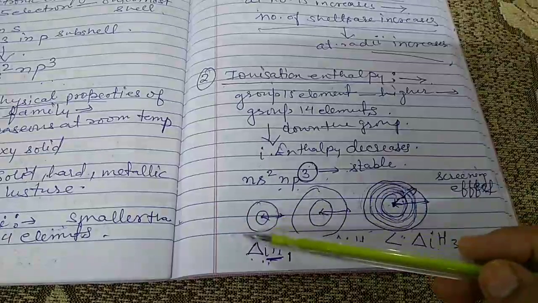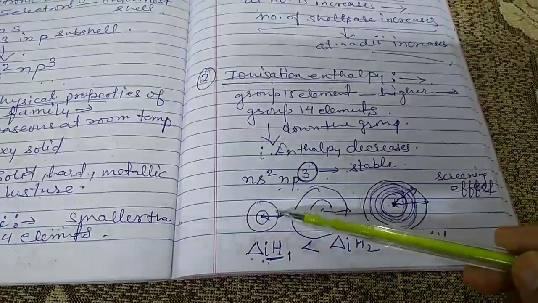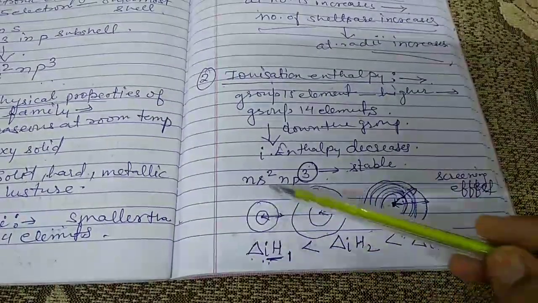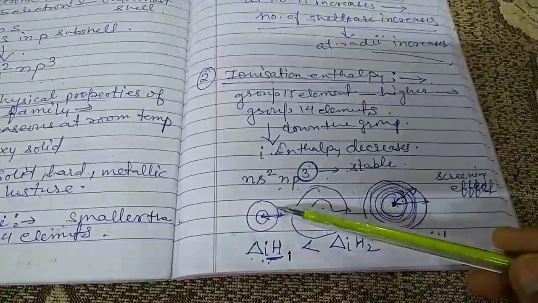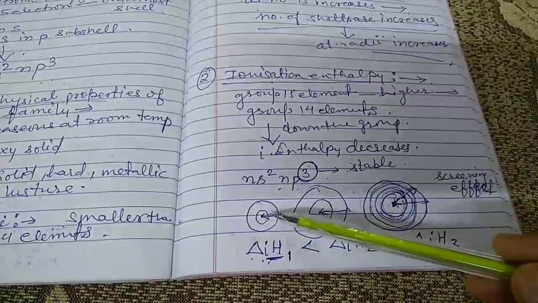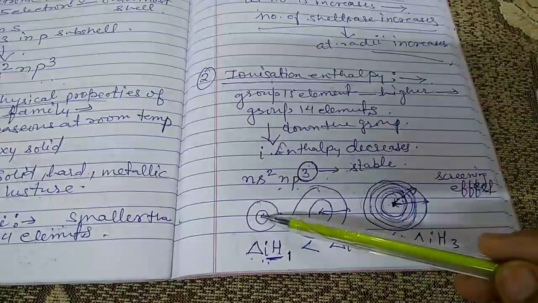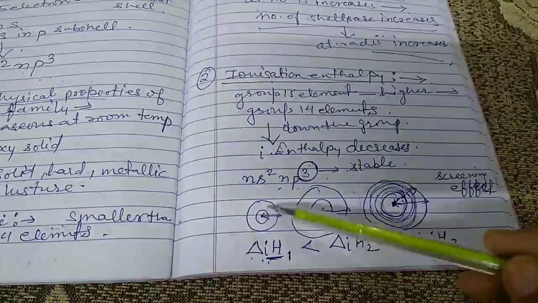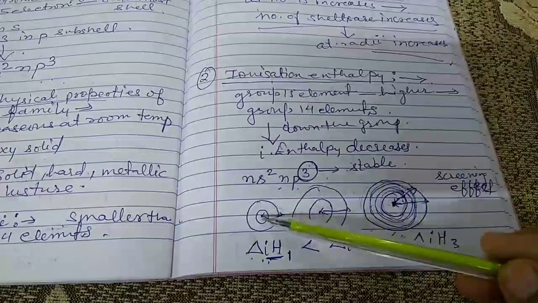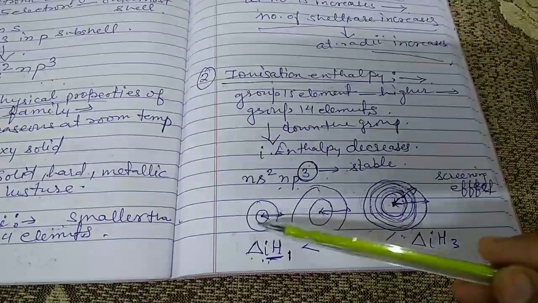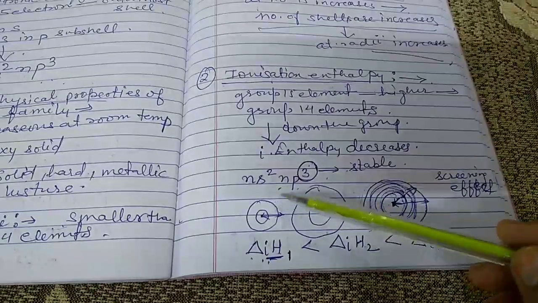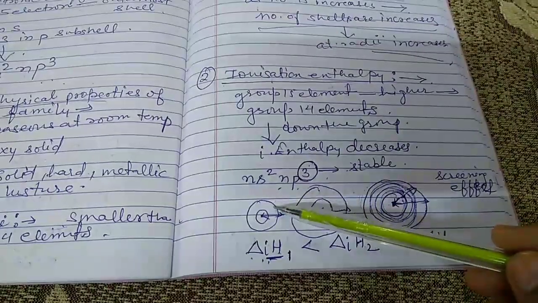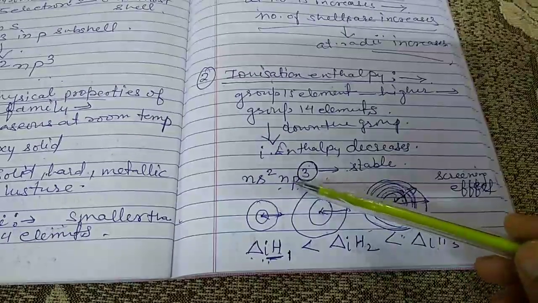Because if we want to remove one electron from this orbit, we have the example of this atom. So if we want to remove one electron from this orbit, we know very well the force of attraction between the nucleus and electron is limited, it is not increased, it is the same. So if we want to remove the electron from here, we have to supply a little amount of energy. We can easily remove the electron.